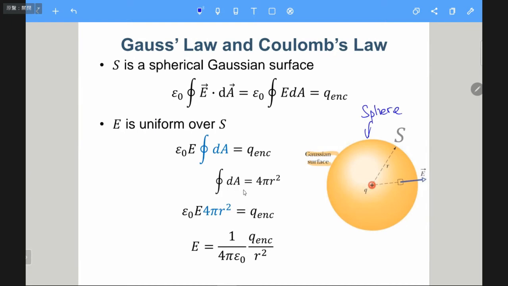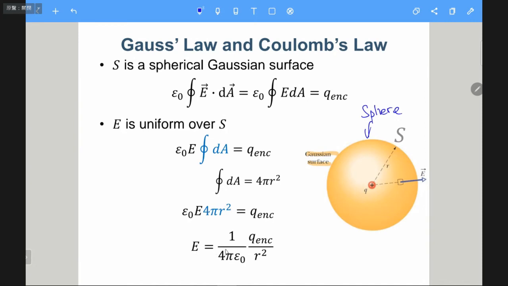We know that the surface area of a sphere is 4 pi r squared. I suppose you have learned it in high school. If you don't, you can just remember it now. So we substitute this term into here, and we have epsilon naught E times 4 pi r squared equals Q enclosed. Okay, so it is all done. The remaining part is to just move this term to the right side, and it's done.